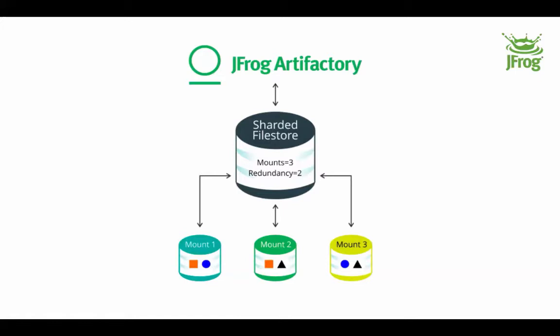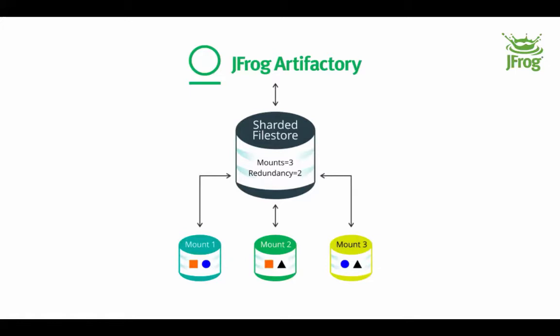If mount 1 goes down, you still have all the 3 objects available. If mount 2 goes down, you still have all the 3 objects available, right? So this is how you can achieve redundancy for your mount points as well. And by the way, it doesn't have to be just 2. You can also have full redundancy as well.